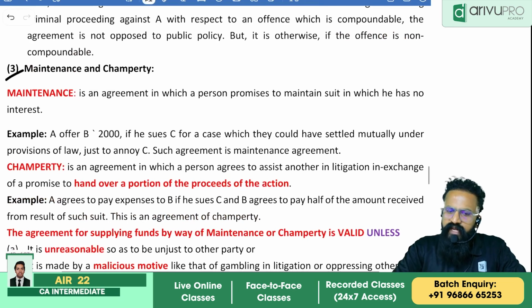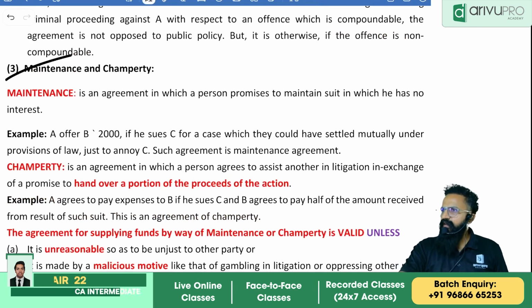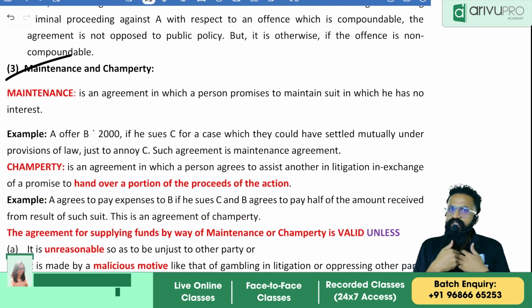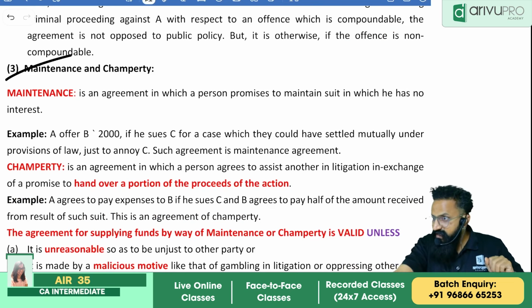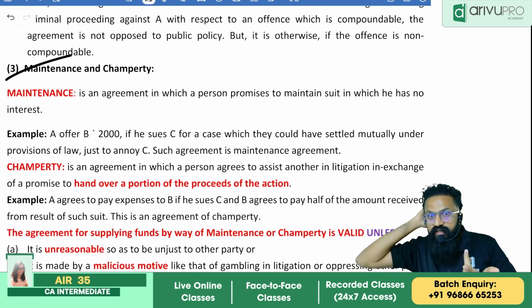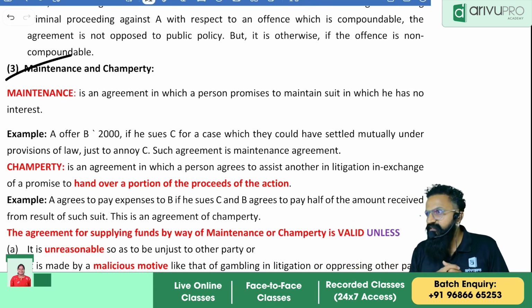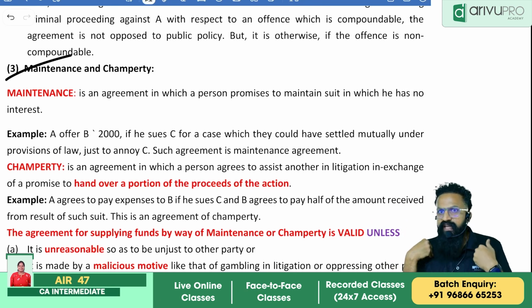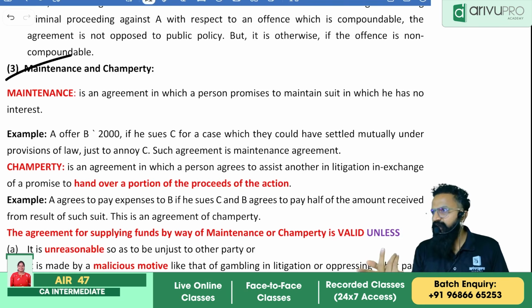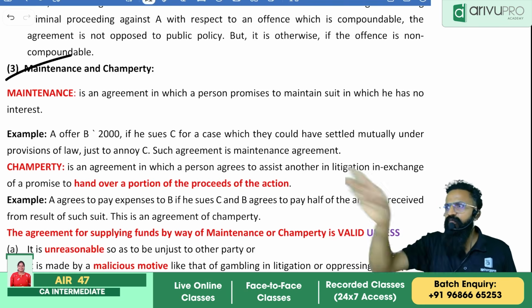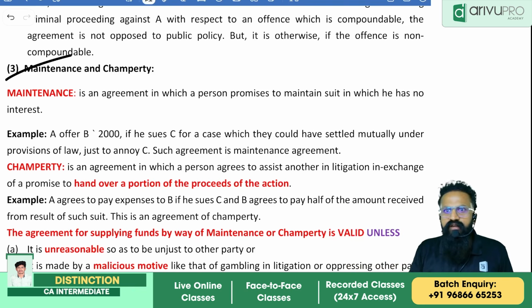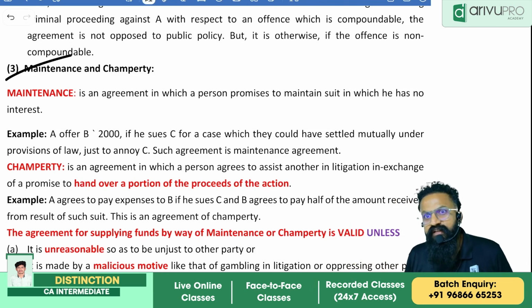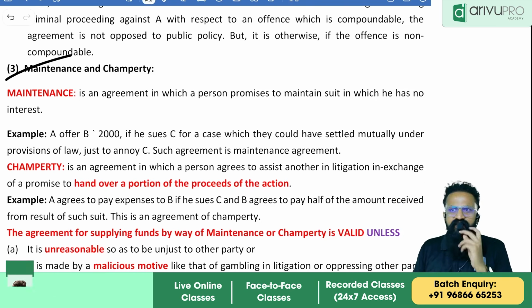Okay. Next one, maintenance and champerty. What do I mean by maintenance and champerty? Whenever one person helps another person to file a legal case, expecting something in return or not, it is called maintenance and champerty. So A and B are fighting. A doesn't have money. I help A to go and fight a case on B. I'm giving him some money. Now, what do I want in return? I may want something in return. Or I do not expect anything in return. Such things are called maintenance and champerty.